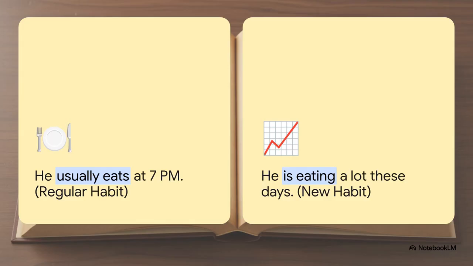We see the exact same shift with habits. Notice how adverbs of frequency, words like usually, always, or never, anchor the simple tense to a permanent routine. He usually eats dinner at 7 p.m. But throw in expressions like these days, currently, or at the moment, and you activate the continuous tense to show a changing, temporary, or entirely new habit. He is eating a lot these days. It's an ongoing, developing situation.